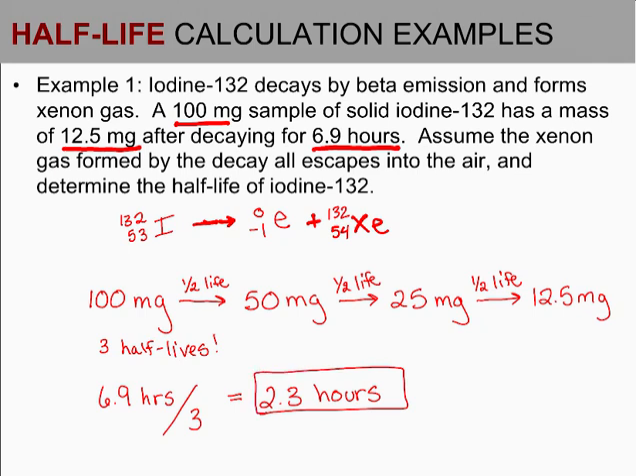So it's not too bad. We're just using what we know about half-lives, so the fact that half the sample disappears each time. And then we're using the total time it took to get from 100 milligrams to 12.5 milligrams and the number of half-lives to determine how many hours passed in between each amount.